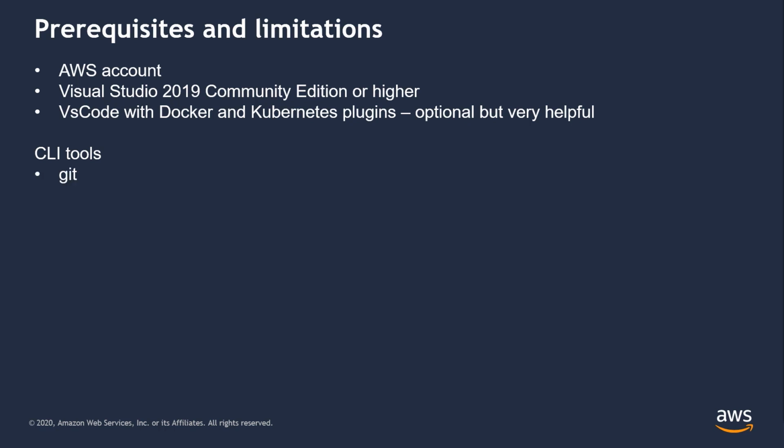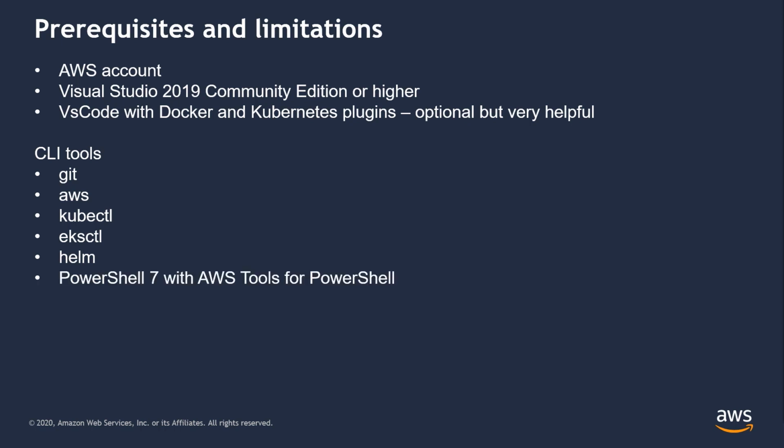Git, so we could use several open source scripts and templates; AWS, the command line interface for managing AWS resources; kubectl, the CLI for managing Kubernetes resources; eksctl, a really handy convenience utility for working with Amazon EKS; Helm, the package manager for Kubernetes, letting us create Kubernetes installers for our applications; PowerShell 7 and AWS Tools for PowerShell for cross-platform scripting of AWS resources.